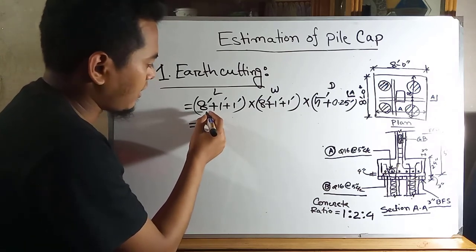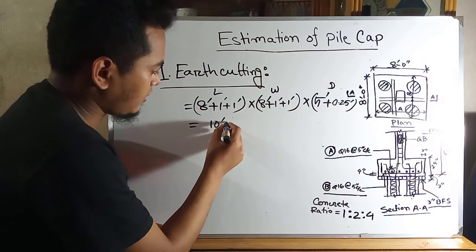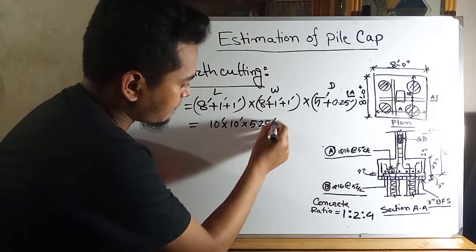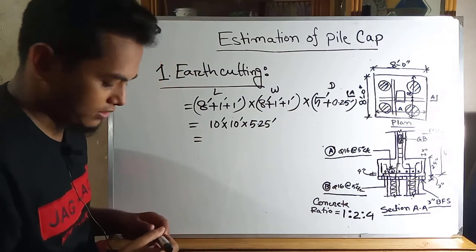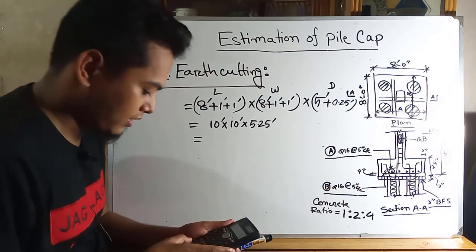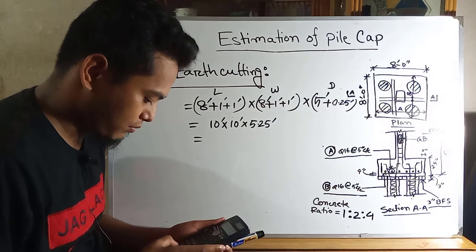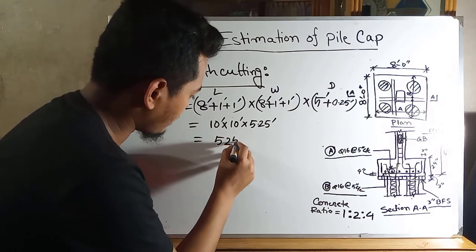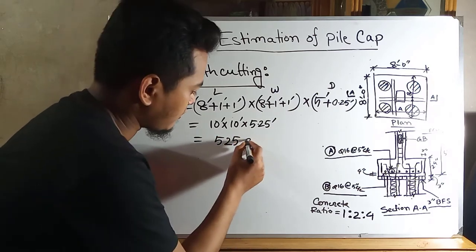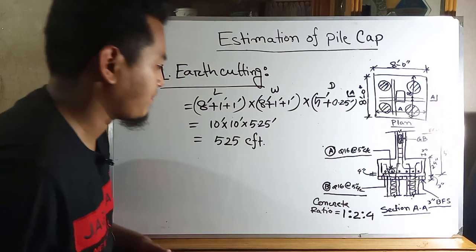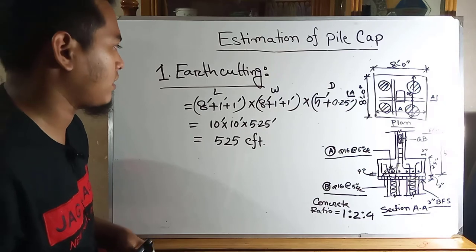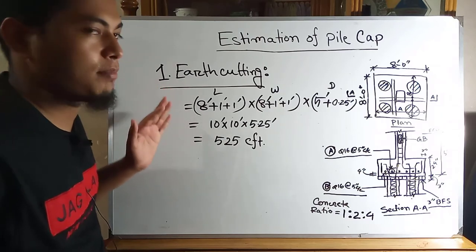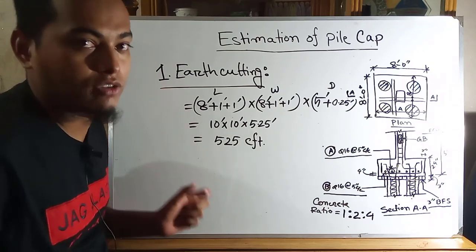So now we find 10 feet into 10 feet into 5.25 feet. So this is the equation. 10 into 10 into 5.25 is 525 CFT, cubic feet. So this is the volume of earth cutting. This is number one.